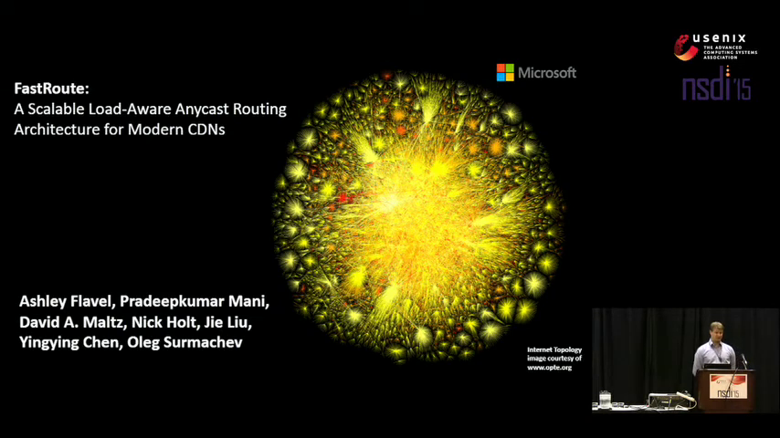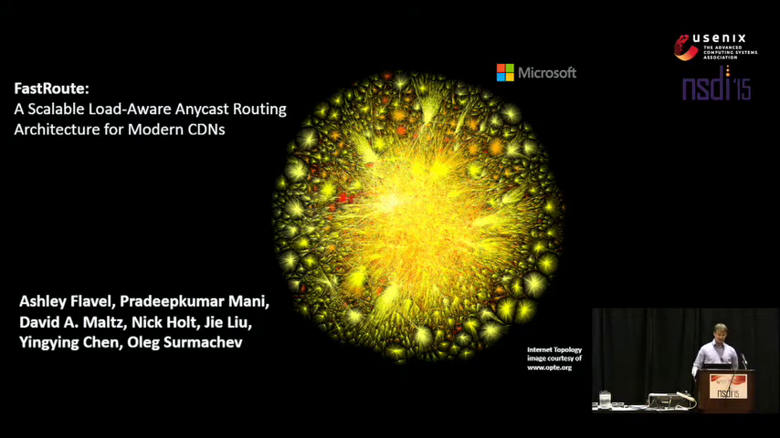So I'm going to talk today about FastRoute. It's a scalable load-aware Anycast routing architecture for modern CDNs. It's something that we've had in production for the last 2 years or so, and it's handling traffic for a number of Microsoft's online services.